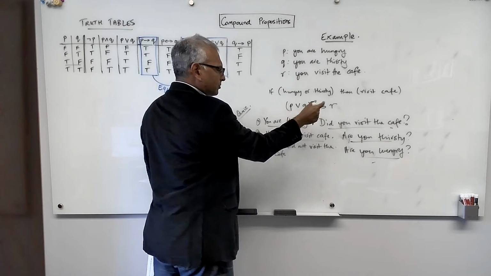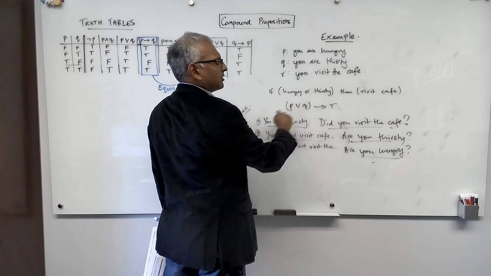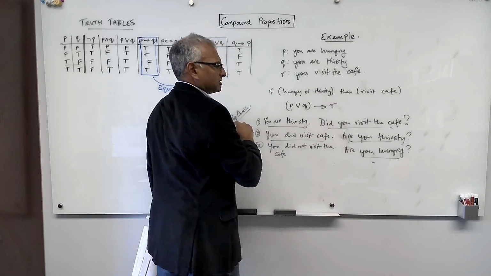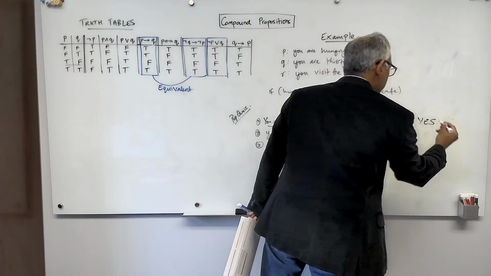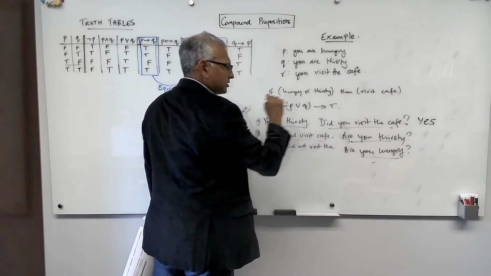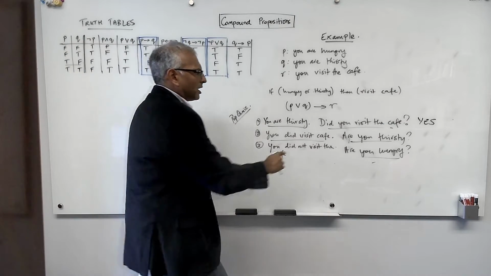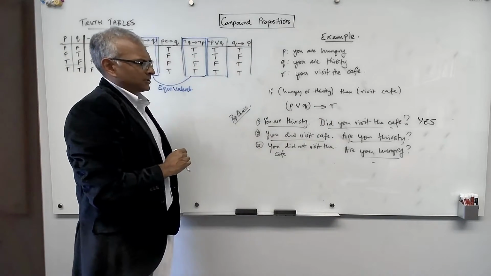Since P or Q is true, and this is a true implication, we can infer R. So you can infer that you visited the cafe. Yes. Okay. You did not visit the cafe. So R is false. So, are you thirsty?